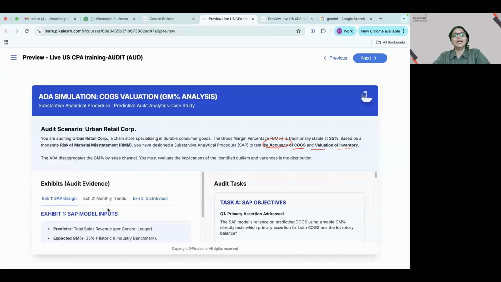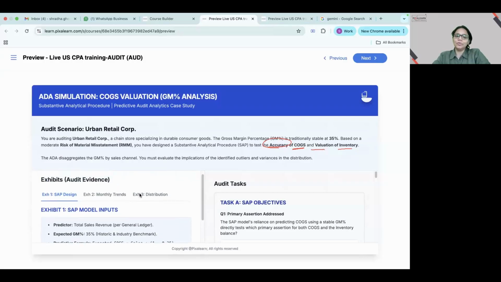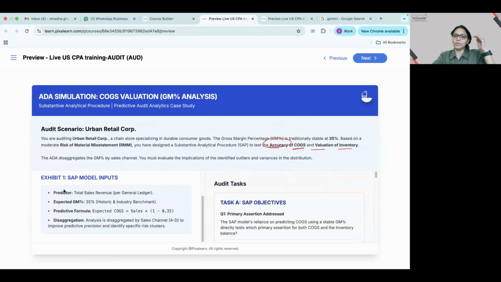They are saying that the total sales revenue from the general ledger is a predictor. So I'm looking at the total sales in my general ledger. I know that my gross margin percentage is 35%, so I know that my COGS should ideally be 65% of my sales. Analysis is disaggregated by sales channel to improve the predictive precision and identify specific risk classes.